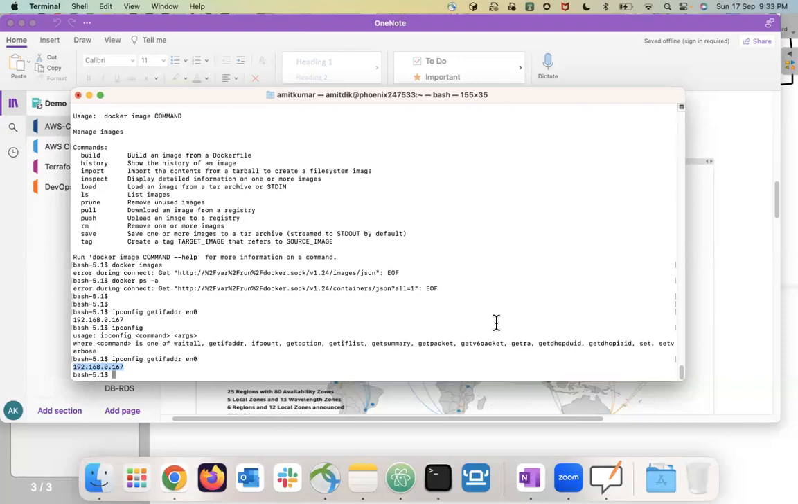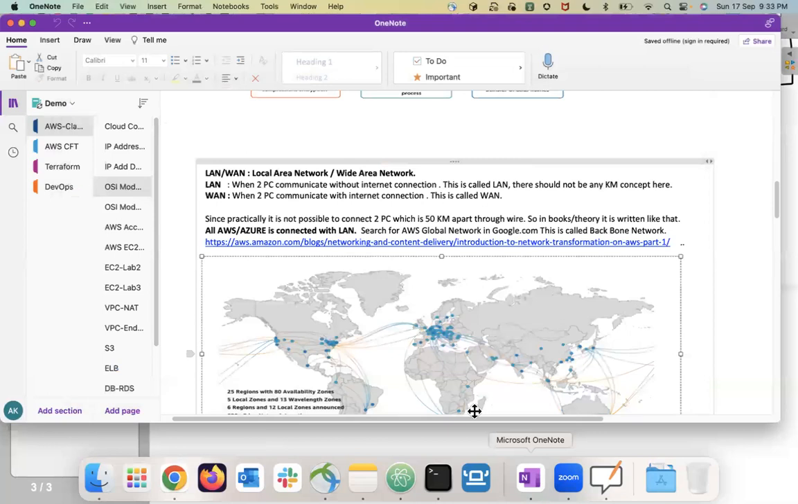It will become WAN, or MAN, whatever. It can't be LAN because I'm taking the help of the internet. Whenever you take the help of the internet, it becomes WAN or a MAN, but not LAN. LAN means without internet. So this is the subtle difference which you need to understand.